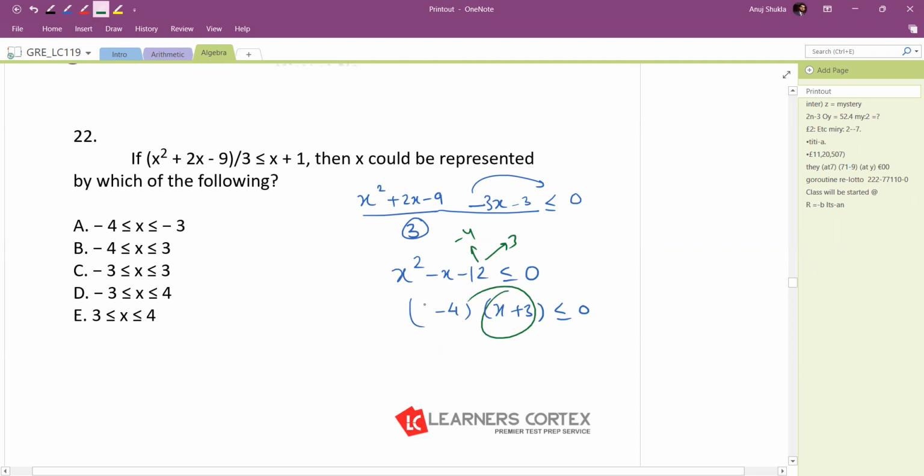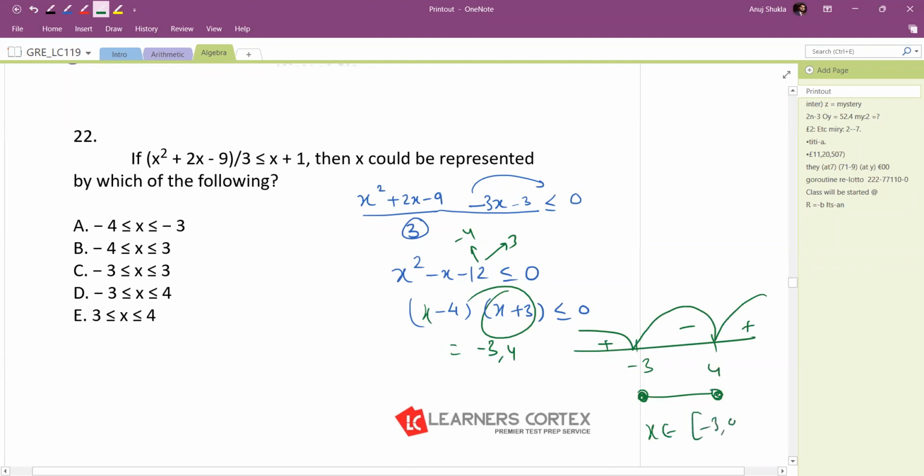So what is the point of inversion? Point of inversion is minus 3 and 4. Write it. Minus 3 and 4, wave: positive, negative, positive. What is the value? Negative. So this is with an equal sign. So included means x belongs to -3 to 4. This is one way of writing. Another way of writing is x between -3 and 4.